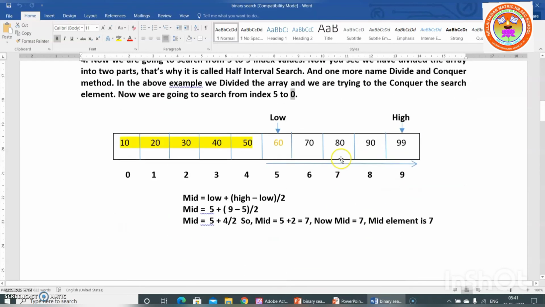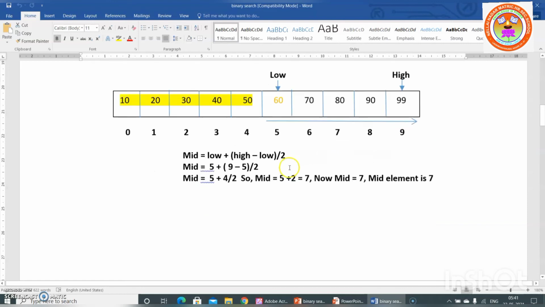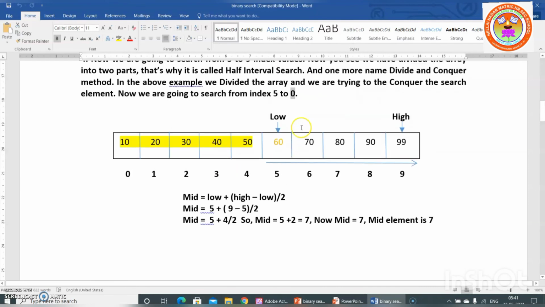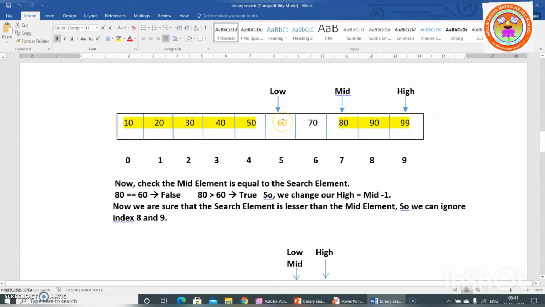So here, again, mid element, we got it. So this one, as I told, will be ignored because the search element is greater than the mid element, so it is not necessary to search there again. And we are going to compare only these, from 5 to 9. Again, we find out the mid element, and now the mid element is 7. Fine. And we compare this with the search element. 80 is equal to 60? No. Now 80 is greater than 60. That's why high is equal to mid minus 1. So we change our high to mid minus 1.